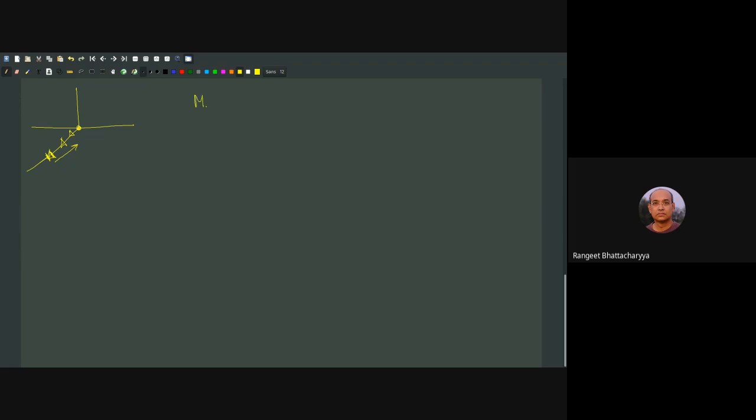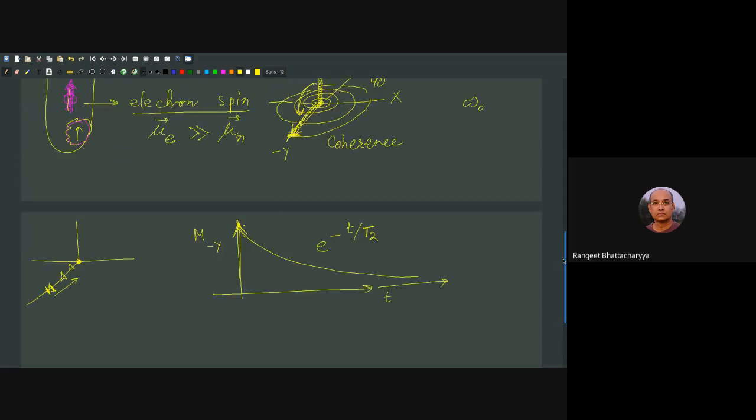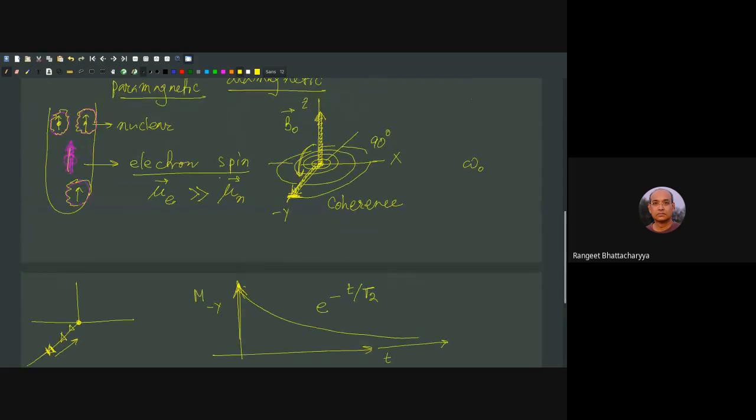So if I plot the magnetization along the minus y direction as a function of time, I will see that it starts from some large value and then goes down exponentially. This exponential decay has the same characteristic as our T2 decay. So it's essentially the transverse relaxation that we discussed earlier. So we know that the transverse decay takes place. Now, what is the connection of this decay and the electron spin?